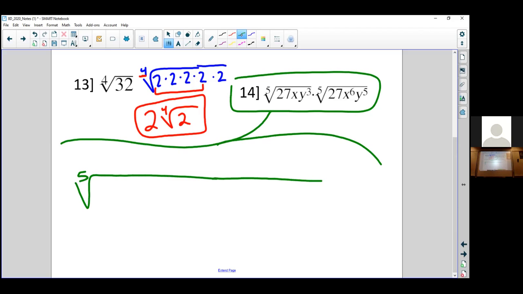Can I break 27 down? Does it break down to 3 times 9? 27 breaks down to 3 times 9, then it's the same thing as 3 times 3 times 3. Agreed? So the first 27 is going to become 3 times 3 times 3. That's the same thing. So that's going to be another 3 times 3 times 3. Notice I put it all under one radical because we're multiplying it. They're the same radical. We can put them all under the same sign.